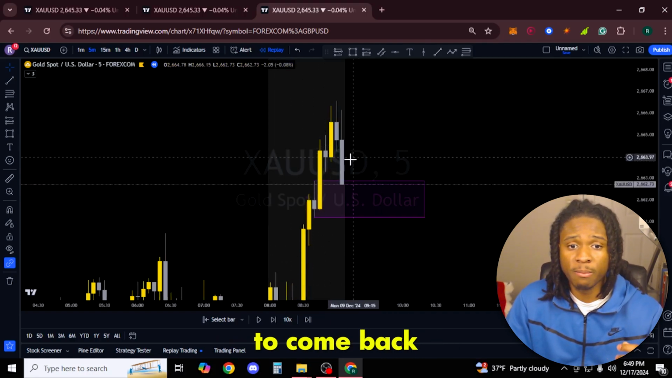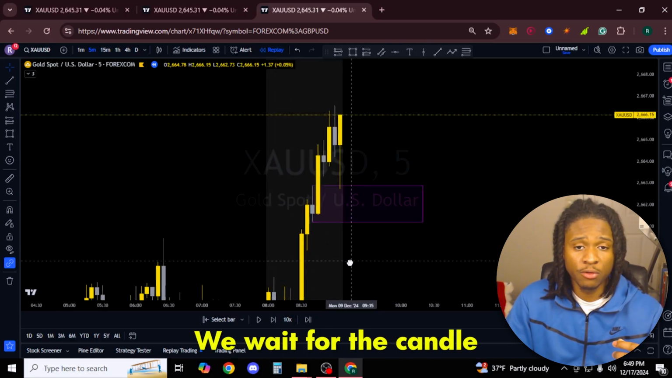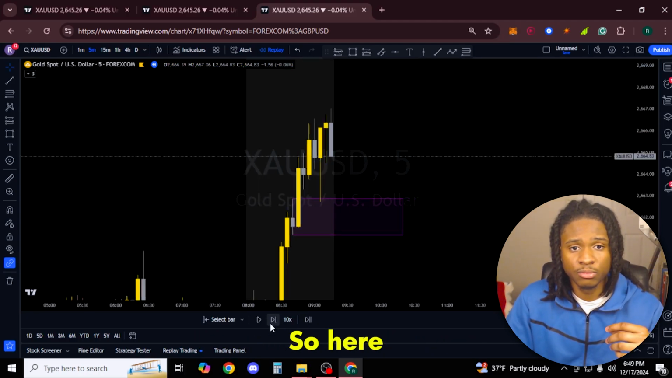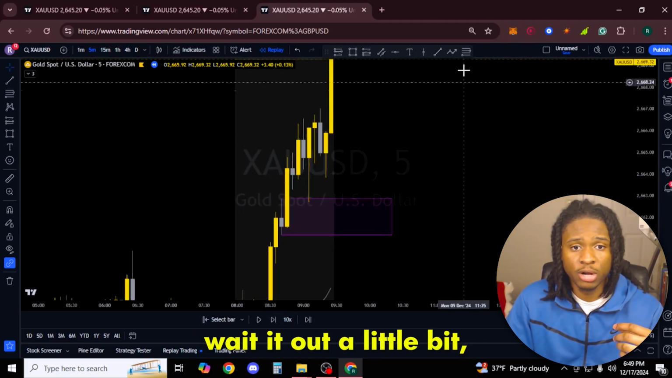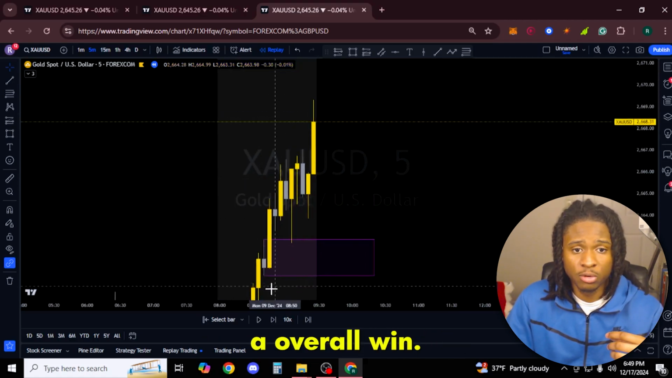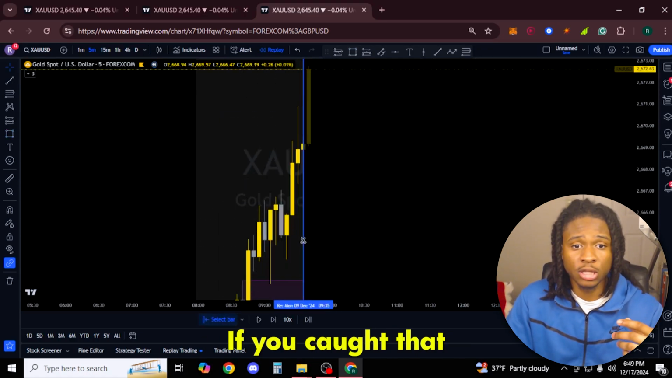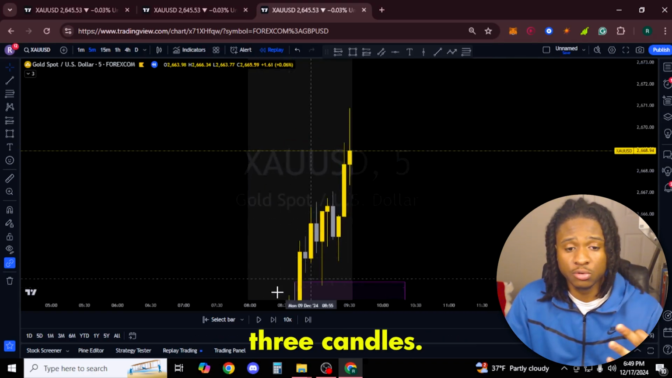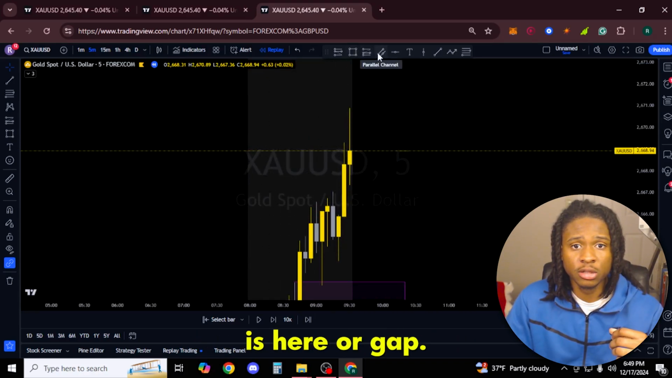We wait for price to come back just as it just did, and we wait for a break candle or the trend to continue in that direction to enter. So here we would actually have bought, waited out a little bit, and it would be an overall win. But another example here, if you caught that, you go back here, we have aggressive buying, 3 consecutive candles, and the start of the move is here, our gap.